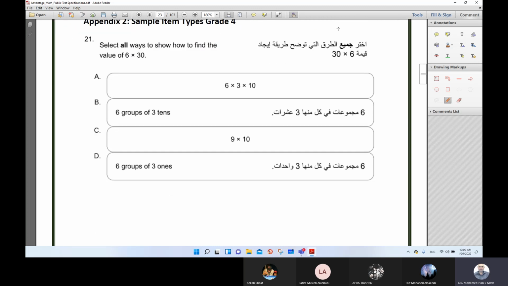Question number 21. Select all ways to show how to find the value of 6 times 30. So here we have 4 choices. Tell me please the correct choice. Start please.